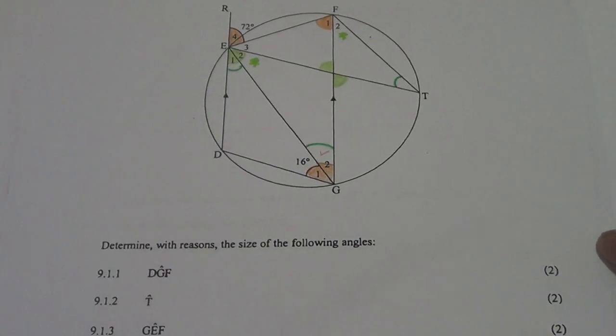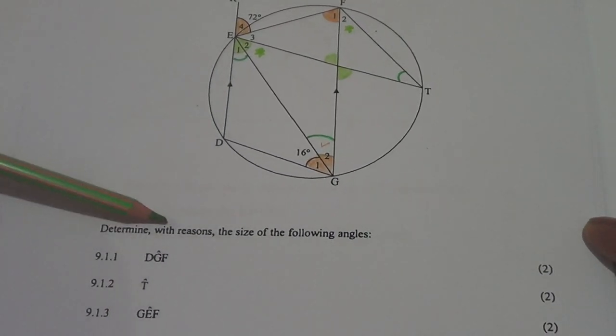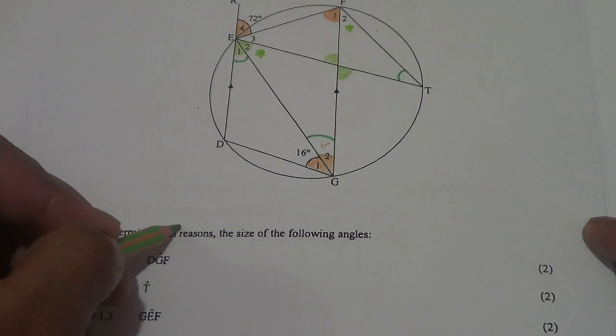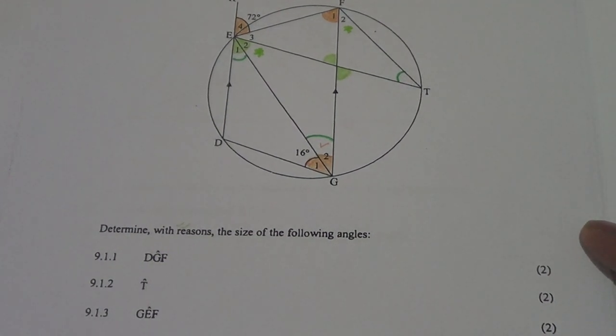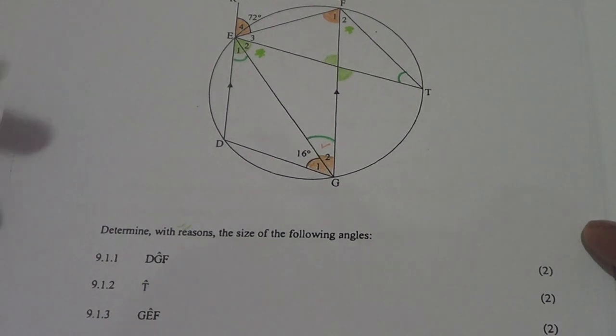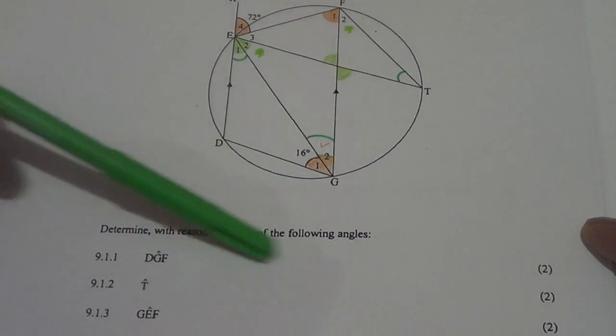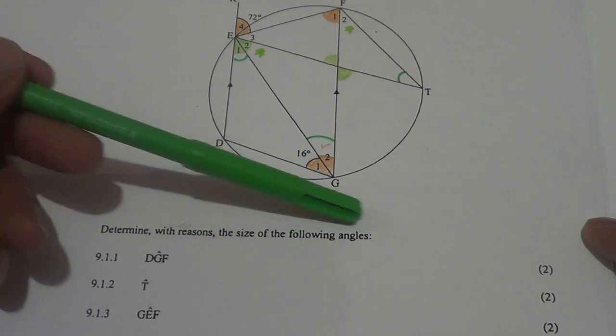So let's see, what are the questions here? Determine with reasons. So you always have to provide some reasons. Of course, not every statement you make should have a reason, but the most important ones should have a reason, okay? Especially key statements. Maybe let's just say your key statements need to have a reason because they allow you to do the rest of the work. Is it not so? It is so. Okay, the size of the following angles.